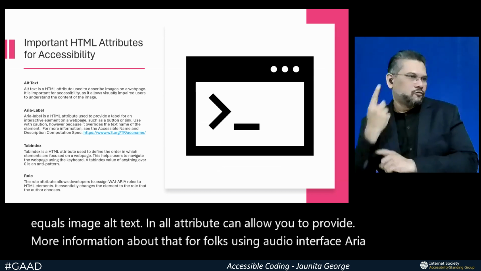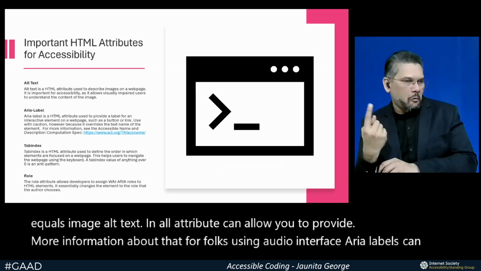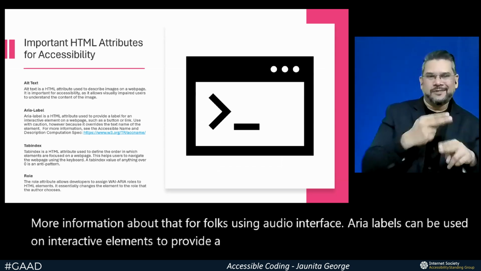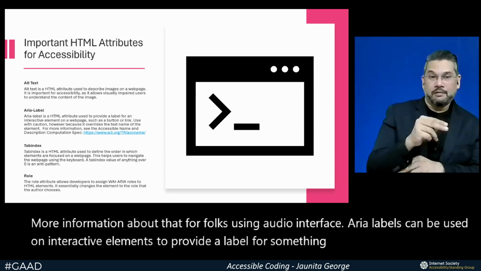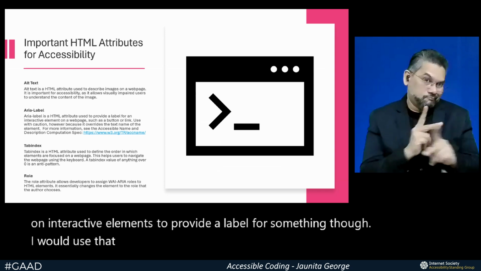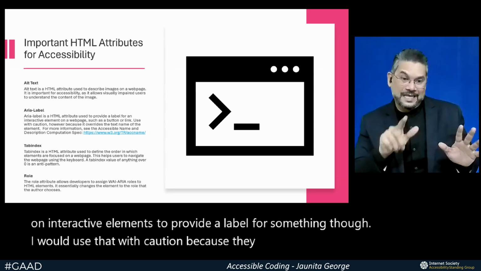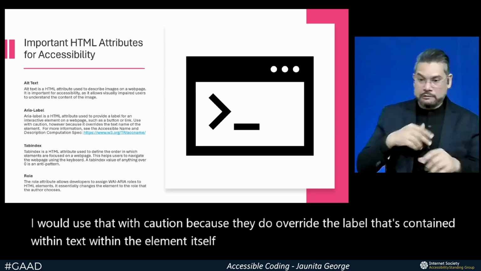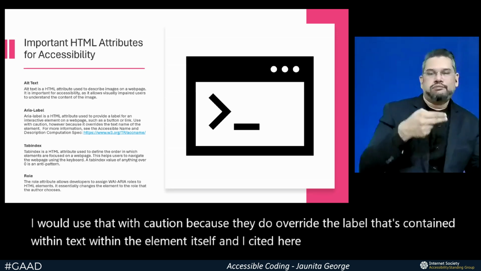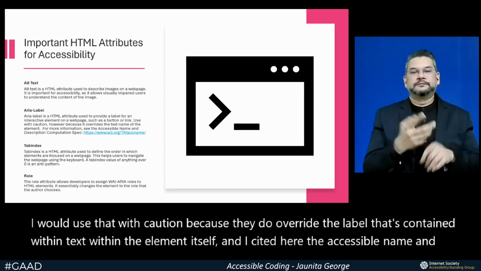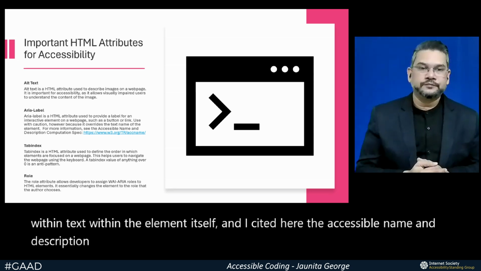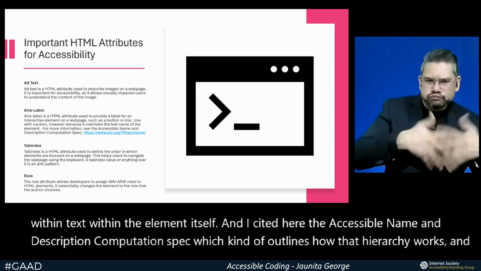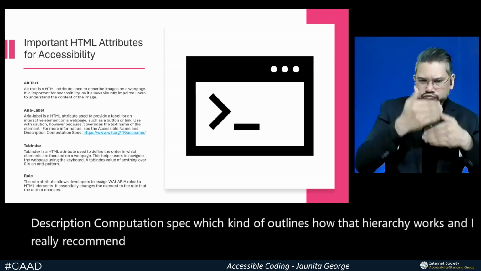ARIA labels can be used on interactive elements to provide a label for something, though I would use that with caution because they do override the label that's contained within text within the element itself. And I cited here the accessible name and description computation spec, which kind of outlines how that hierarchy works. And I really recommend that you all take a look and read that.